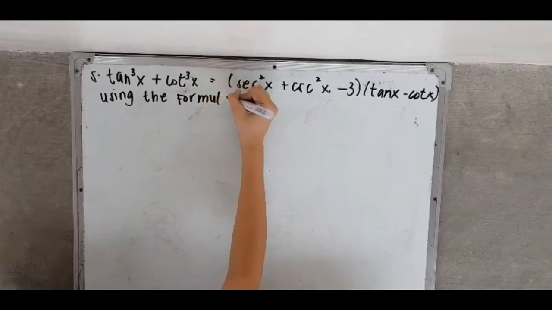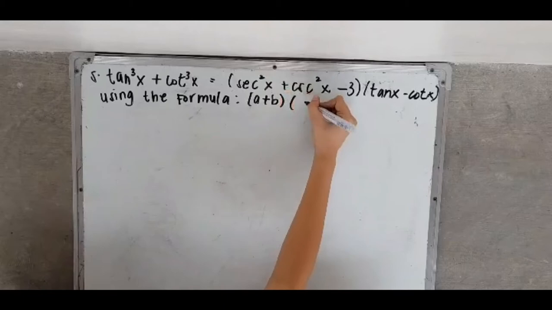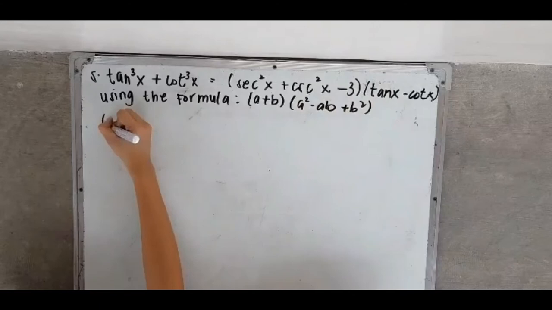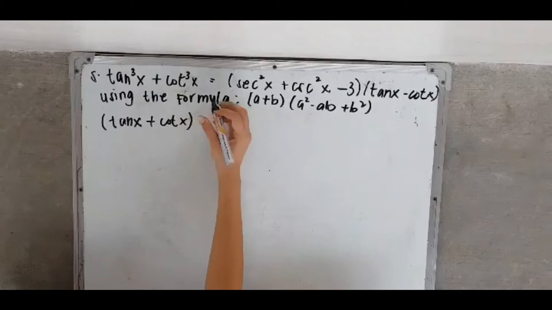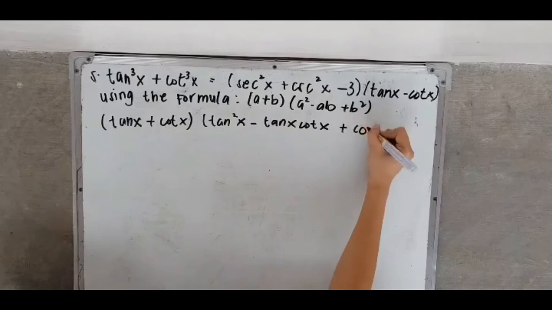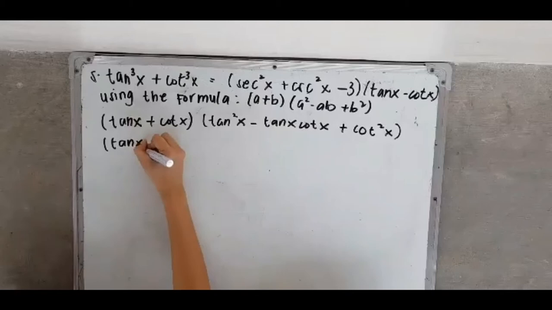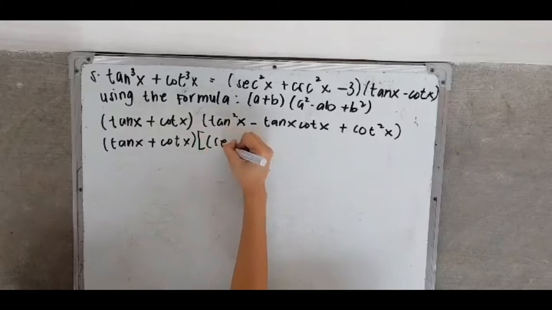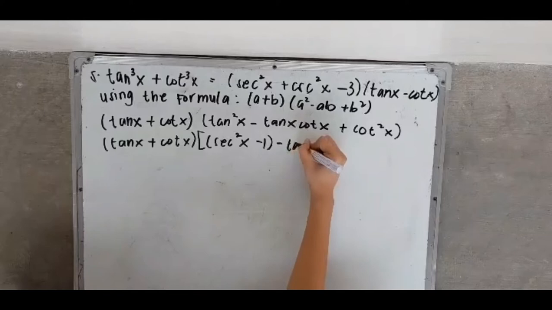We will use the left side. Tangent cubed x plus cotangent cubed x. Breaking it down, it will be tangent x plus cotangent x times tangent squared x minus tangent x cotangent x plus cotangent squared x, using the formula a plus b times a squared minus ab plus b squared. We will simplify tangent squared x minus tangent x cotangent x plus cotangent squared x. Using the Pythagorean identity in tangent squared x, we will get secant squared x minus 1. Similar to tangent squared x, we will also do the same with cotangent squared x. We will get cosecant squared x minus 1.